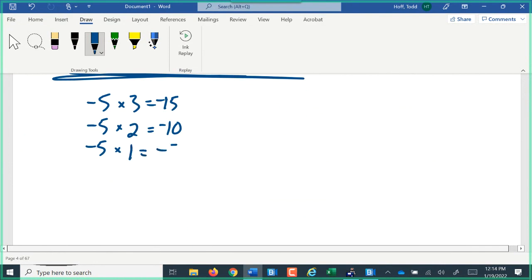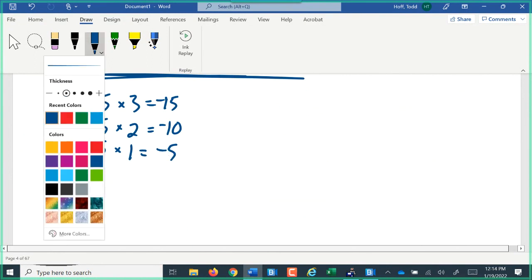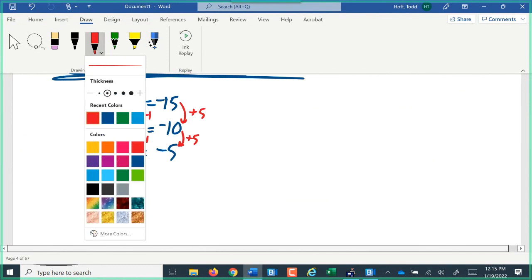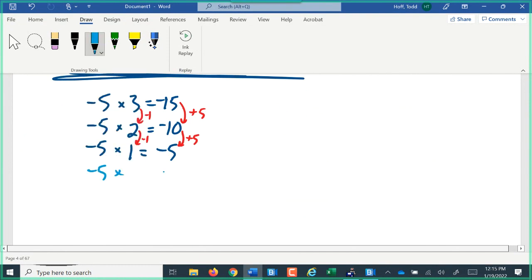And what we get here is a pattern. When we reduce this by 1, this number gets larger by 5. From 2 to 1, that's reducing it by 1. From negative 10 to negative 5 is going up by 5. And this pattern continues. Negative 5 times 0, I reduced that by 1 again, is 0. That went up by 5 again.